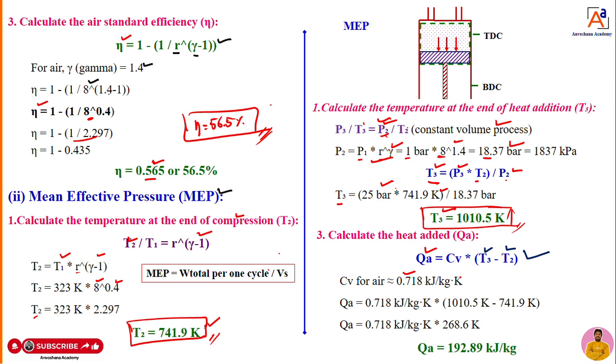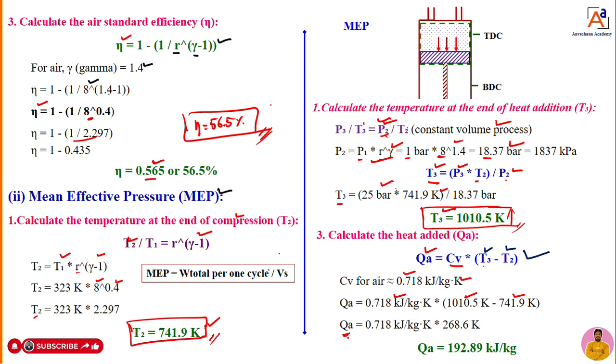718 kilojoules per kg Kelvin, that is a constant. Now I know the value of this also for air, because the given fluid medium is air actually. Now I know the value of Cv. Then T3, T2 already calculated. Substitute all values here. So Cv is equal to this much, T3 is equal to this much, T2 is equal to this much. You already calculated. Do simplification.